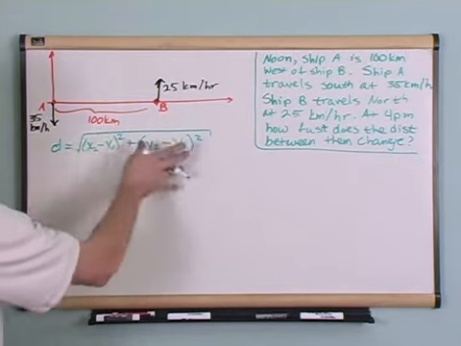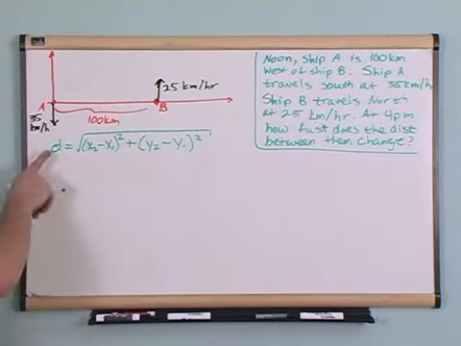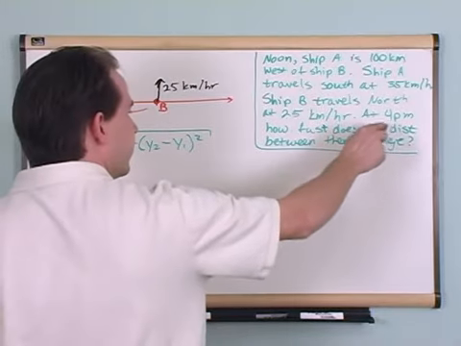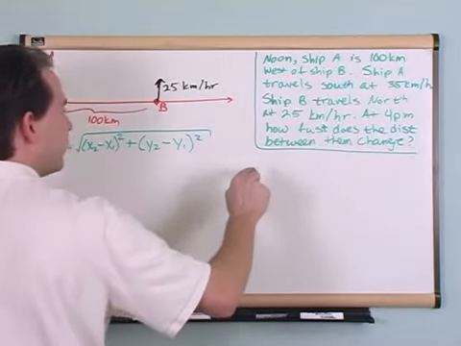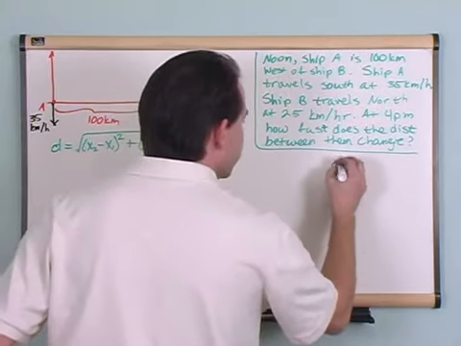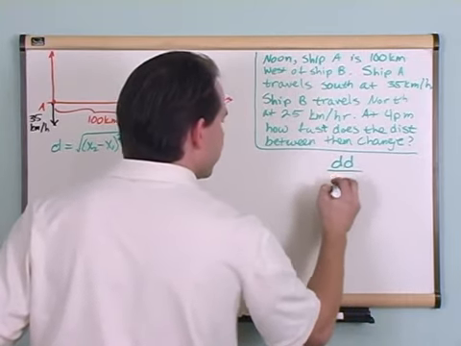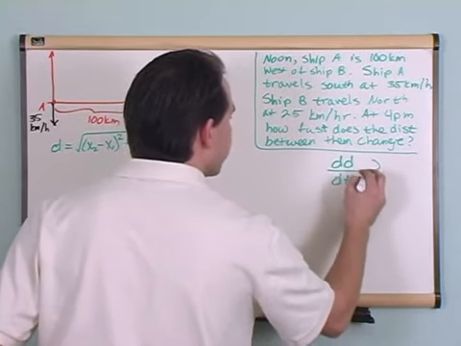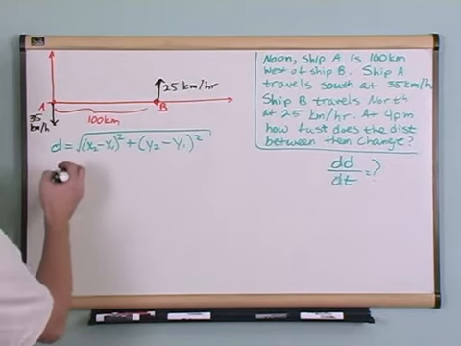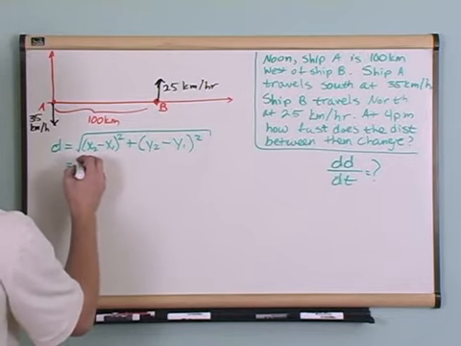So if we plug in the values here, we could take the derivative of this distance with respect to time, and that's what they're asking us to find. How fast does the distance change? Derivative of the distance with respect to time. So we want to find the derivative of the distance with respect to time. That's what we want to find.